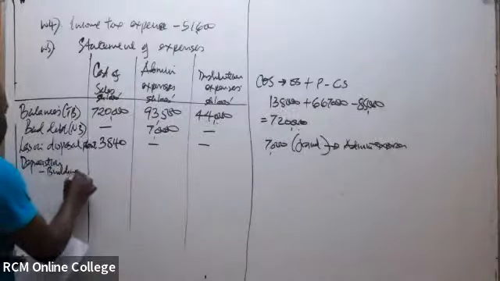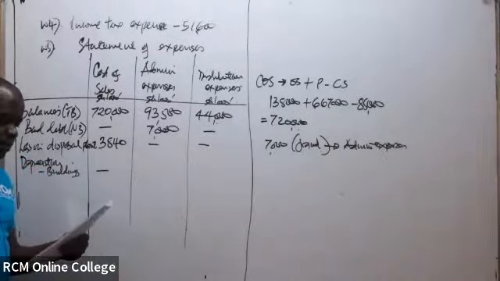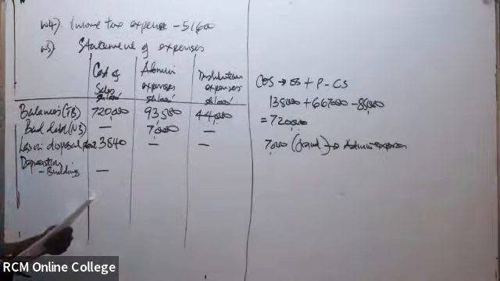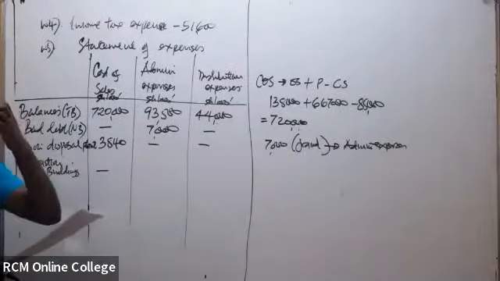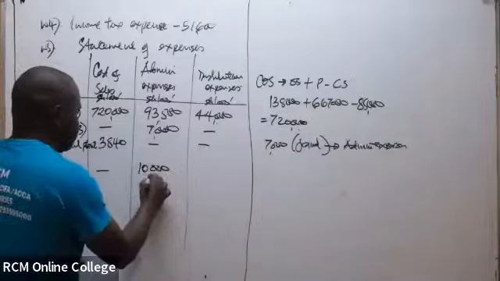Buildings. How much did we get as depreciation for buildings? As per additional information number 2, we are told that we allocate it to administration. It was 10 million.